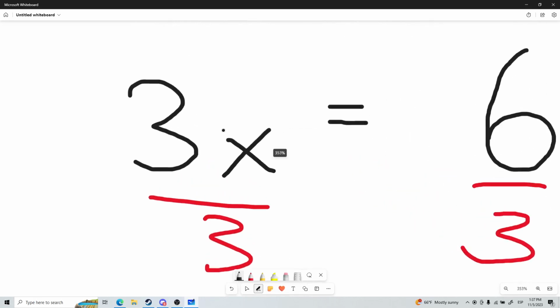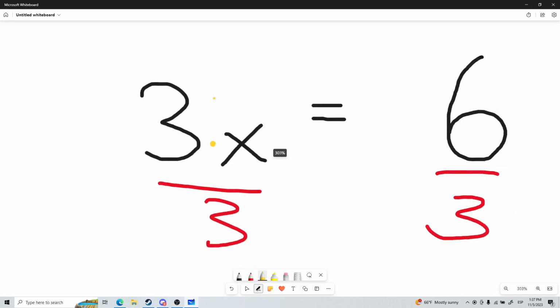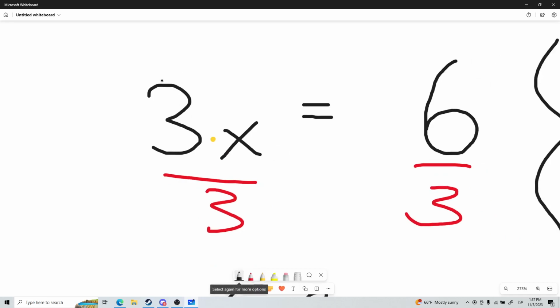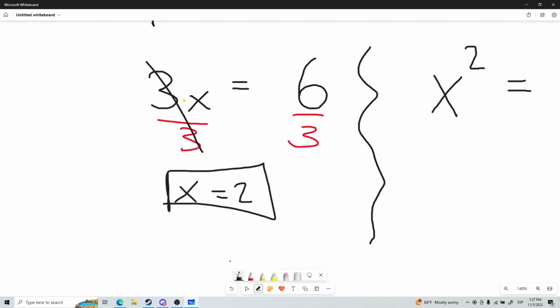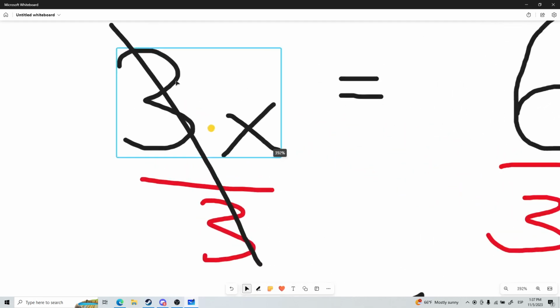You divide here because you want to get x alone. And what is x being affected by? It's being affected by this 3. And what is this 3 doing to the x? This 3 is multiplying the x. And so what is the opposite of multiplication? Division. So that's why you divide, because it's being multiplied by 3. This goes away with this, and you end up with x equals 2. So the key idea here is you divide because division is the opposite of multiplication.